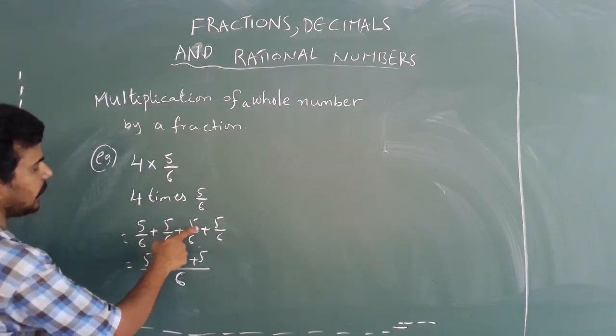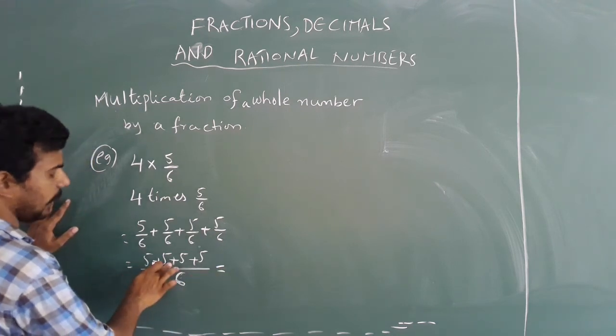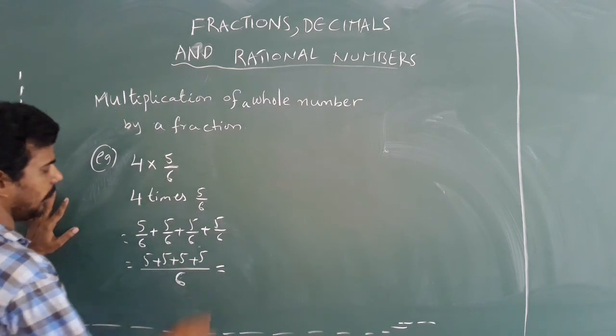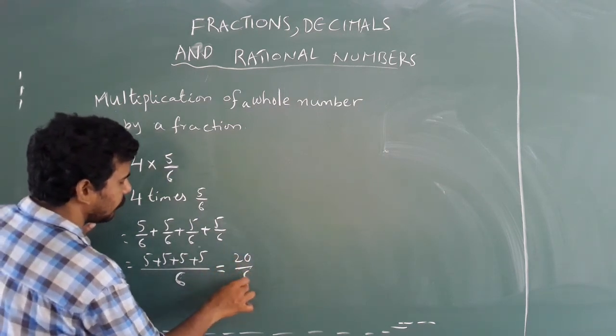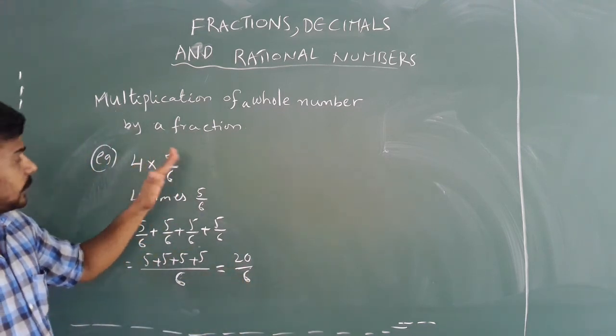5 plus 5 is 10, 10 plus 5 is 15, 15 plus 5 is how much, children? 20 by 6. So this is the answer. This is the process.